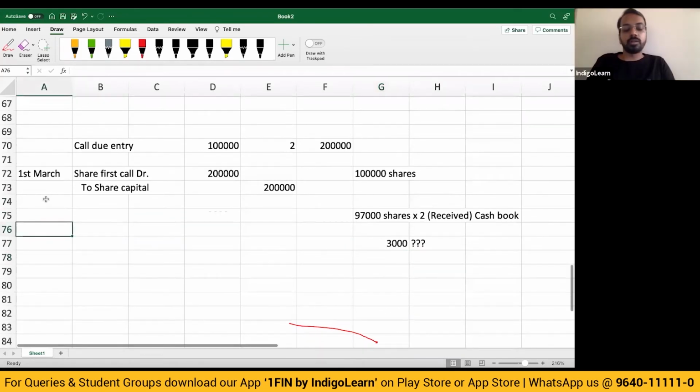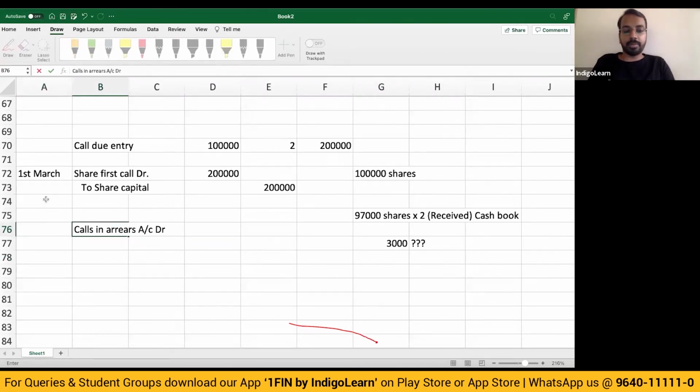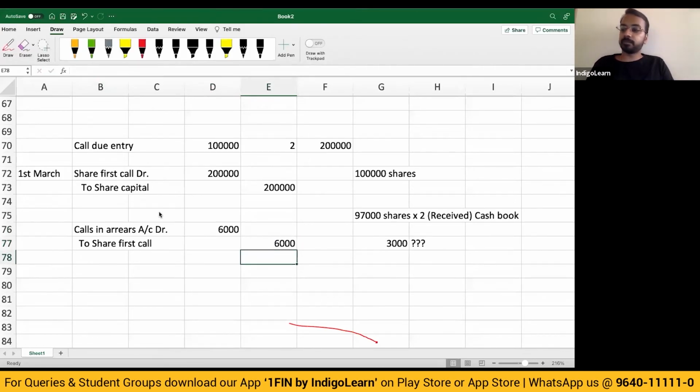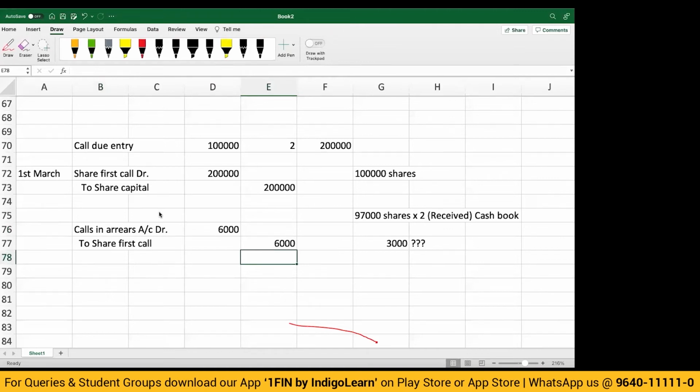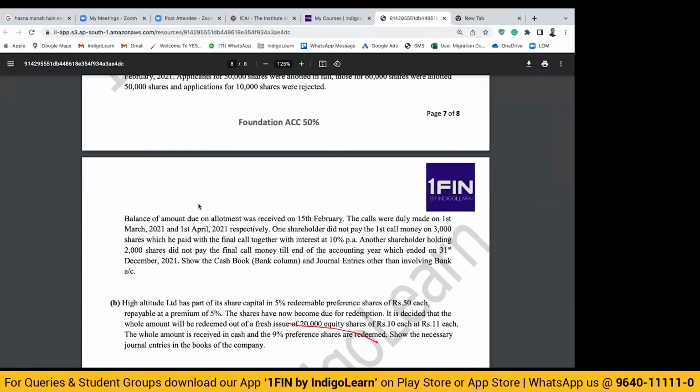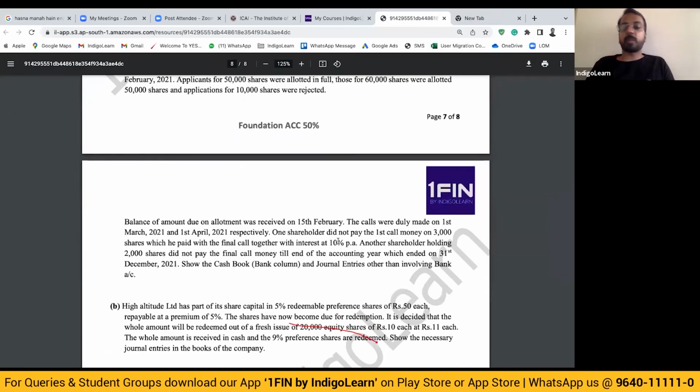Okay. So calls in arrears account debit to share first call. How much? 3,000 into 2, 6,000 and 6,000. Are we clear? Yes, sir. Okay. Then now this person paid along with interest on which date? He paid on 1st of April.